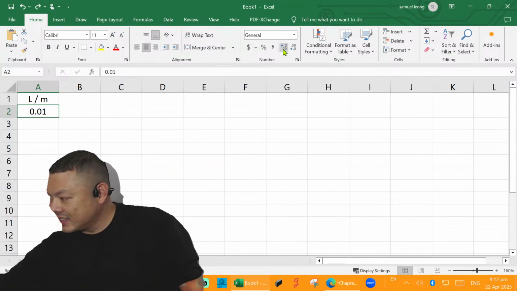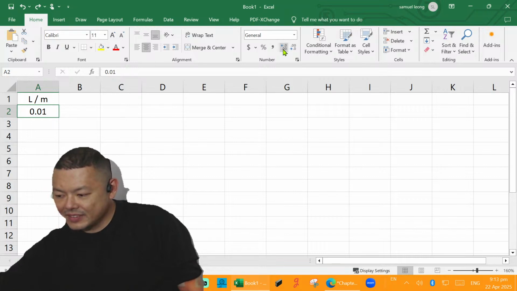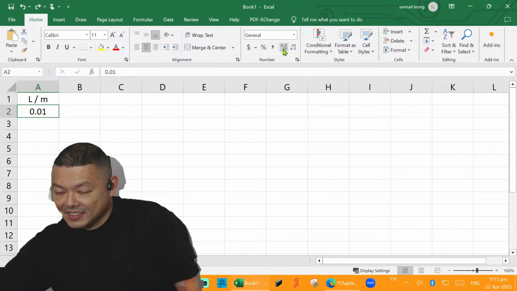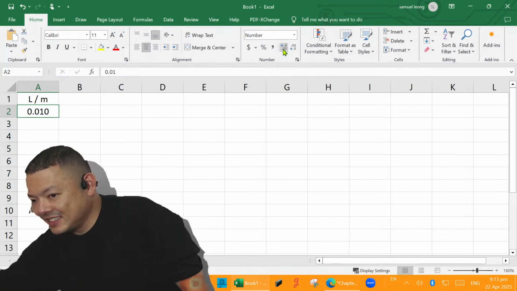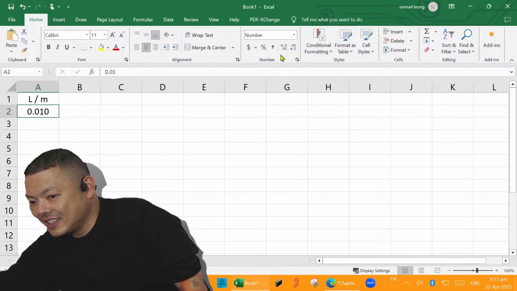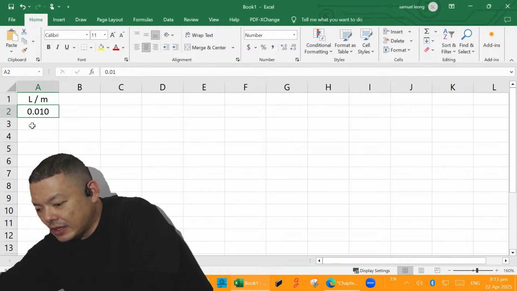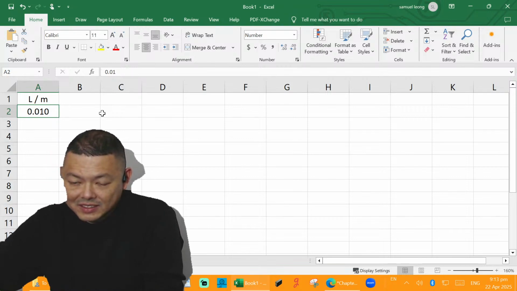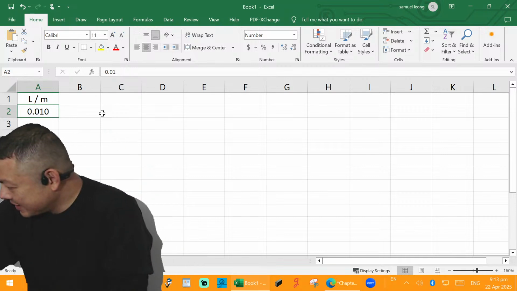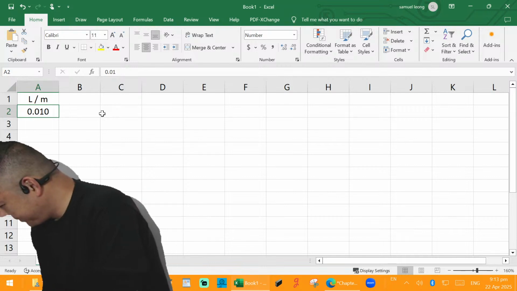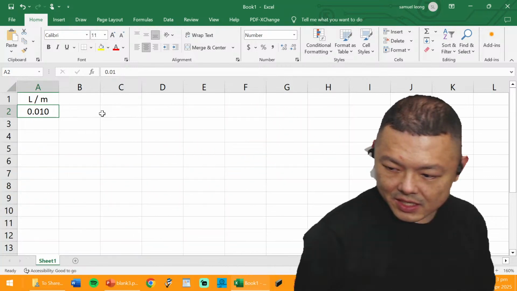Yeah, Excel is not working. I don't quite understand. So you have 1 cm, 2 cm, 3 cm, 4 cm, 5 cm. I don't know how many cm there are. Is it not working? Okay, I'll give you some time. Work out the kinks and the bugs.